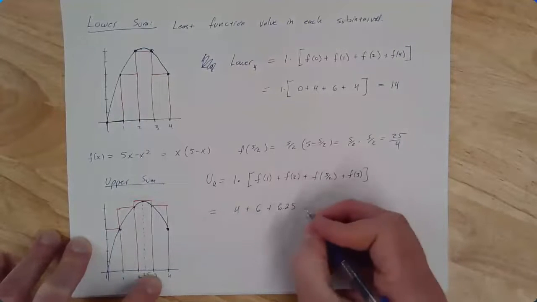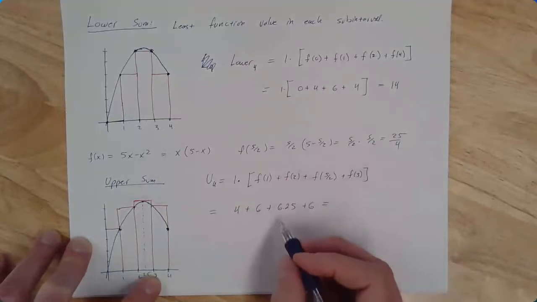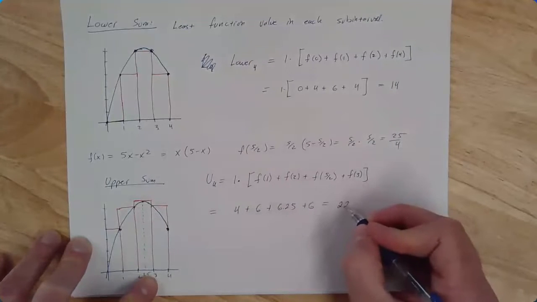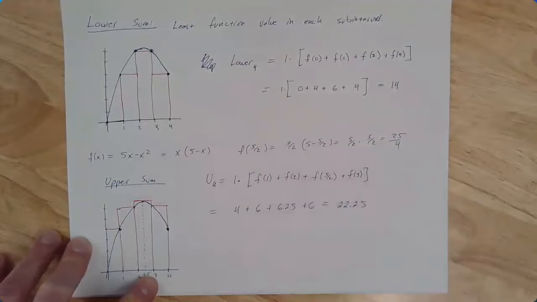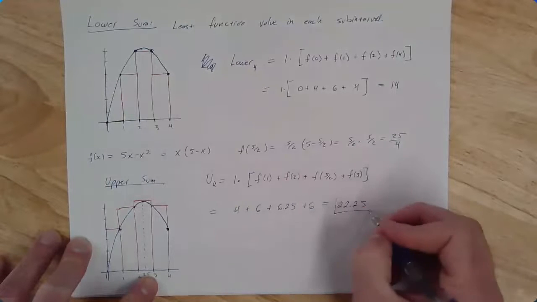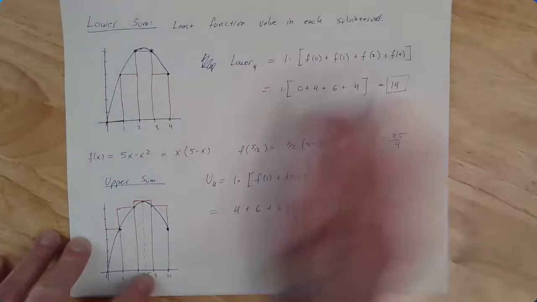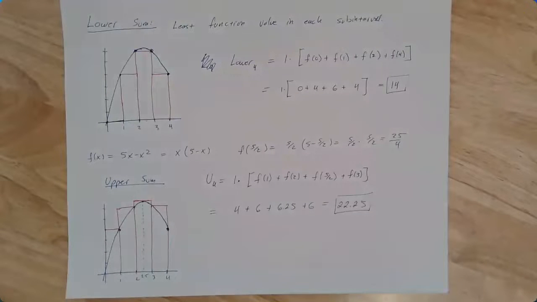And then f of 3 is still 6. So I end up with 10, 16.25, 22.25. And that's our upper sum, using n equals 4 subintervals.